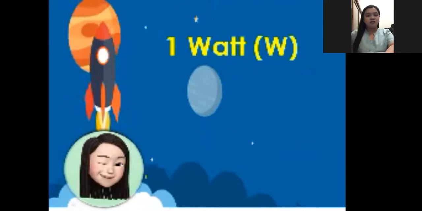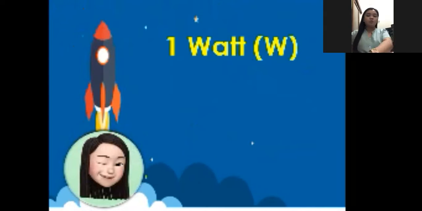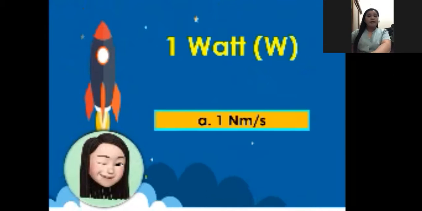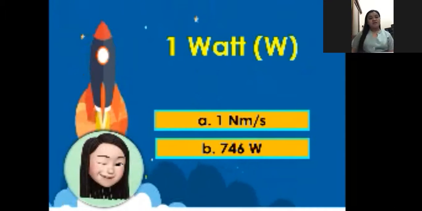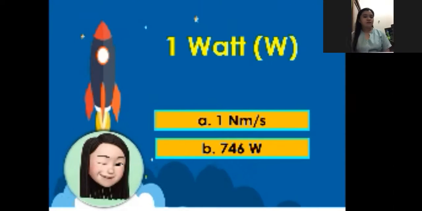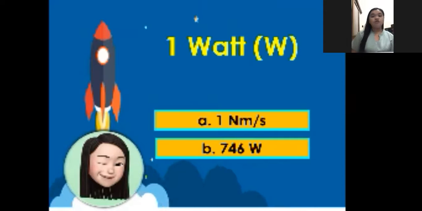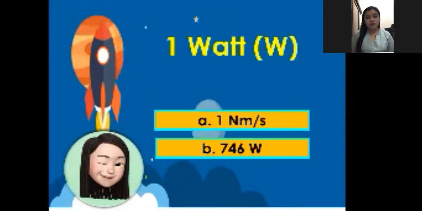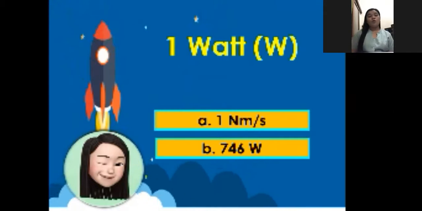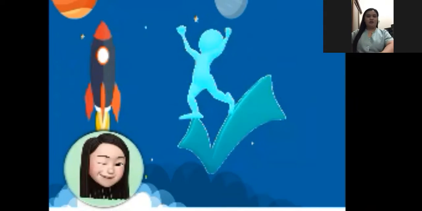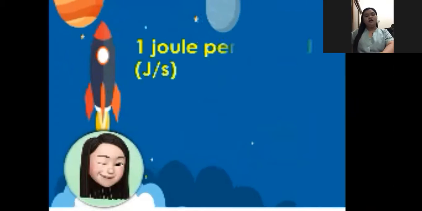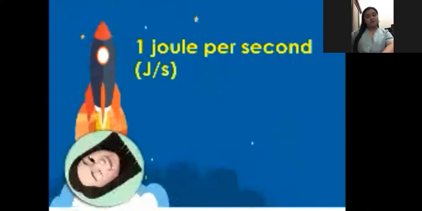The next question is 1 watt. 1 watt is equivalent to A, 1 Nm over S, or B, 746 watt. Go. 5, 4, 3, 2, 1. The correct answer here is letter A. Very good. Let us now go on to the next question.